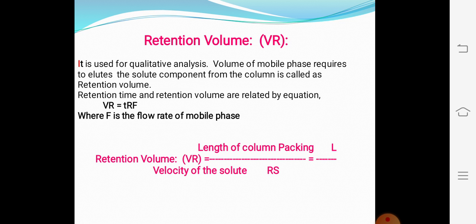The next concept is the retention volume, that means VR. It is used for qualitative analysis. The volume of mobile phase required to elute the solute component from the column is called the retention volume. Retention time and retention volume are related by the equation VR equals TR times F, where F is the flow rate of the mobile phase. Then the formula of the retention volume is equal to the length of column packing divided by the velocity of the solute.